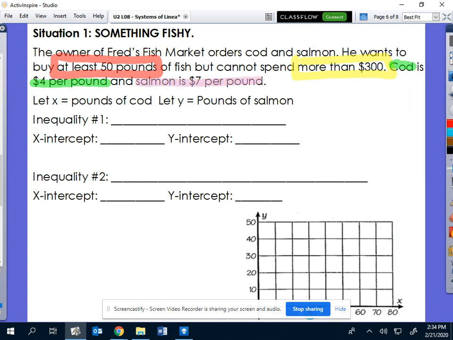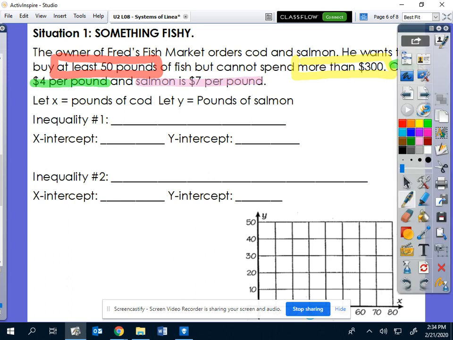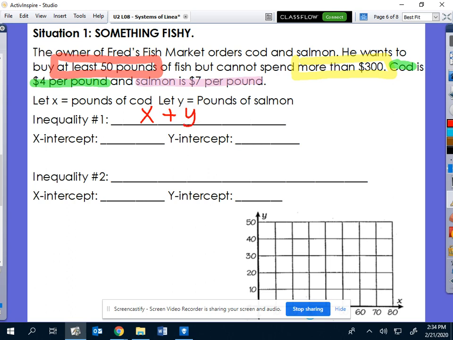So we're going to go ahead and create our first inequality. This is probably the most important part because once you've got these created, it's going to be very much a visualization on Desmos. So inequality number one is going to be about the fact that we want to buy at least 50 pounds of fish. So that 50 pounds of fish is the cod and the salmon together. That's just really easy. That's our number of pounds of cod, x, plus our number of pounds of salmon, y, but it's at least 50 pounds.